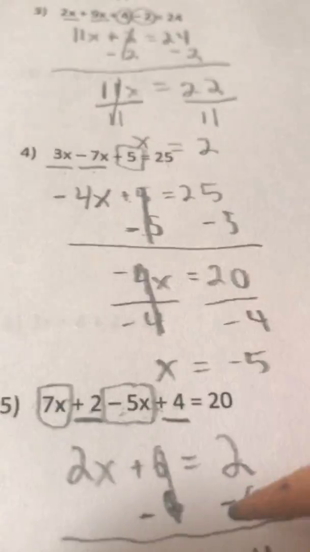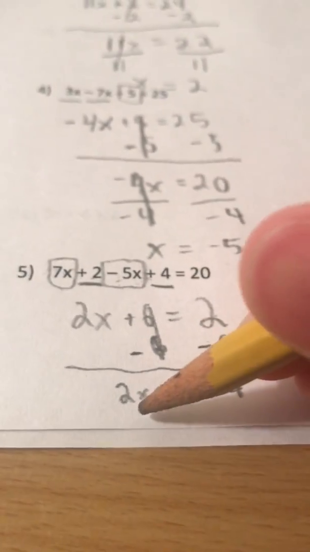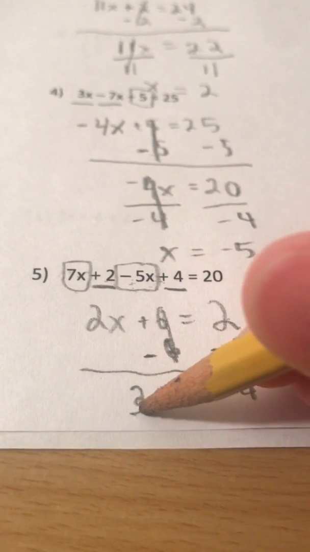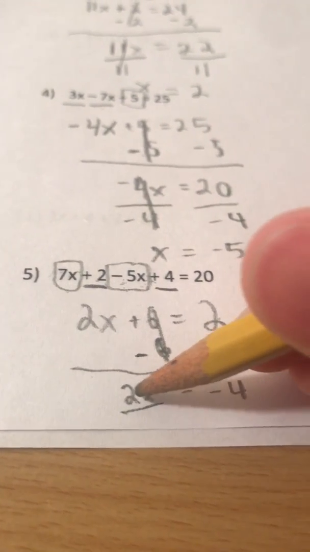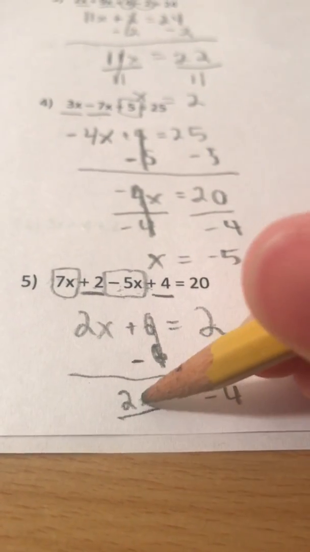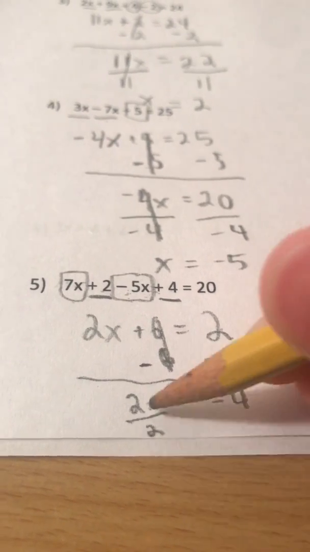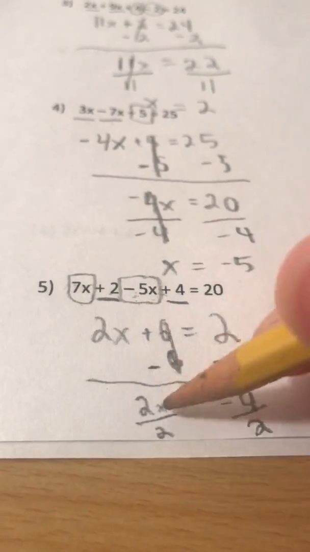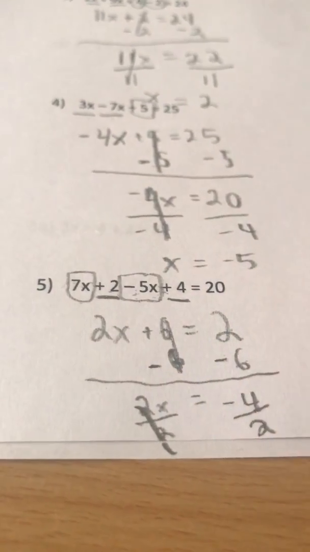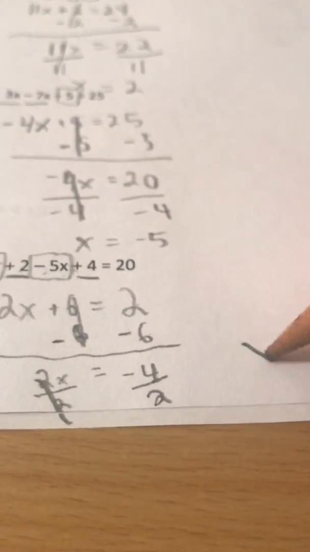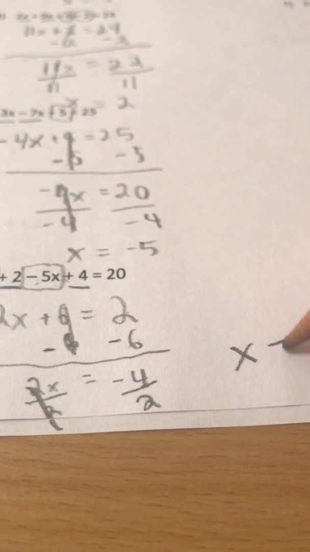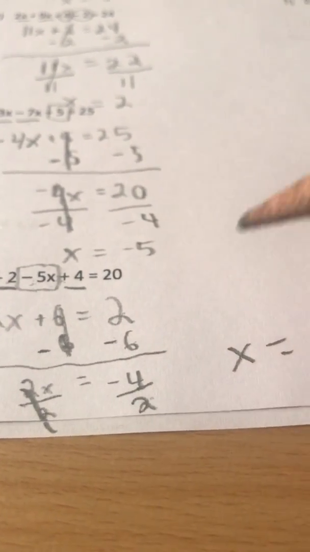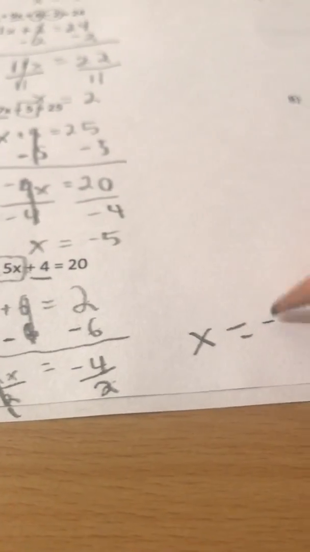Now that I've gotten rid of the constant, I will get rid of the coefficient. The coefficient is 2. 2 and x are being multiplied, so I'm going to do the opposite. I'm going to divide. What I do on one side, I do to the other. On this side, the 2's cancel out. I'm left with x on the left side. And on the right side, negative 4 divided by 2 is negative 2.